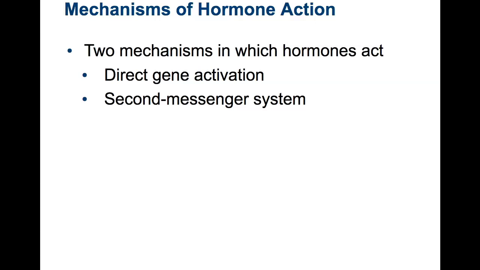The first way is direct gene activation, and the second is what's known as the second messenger system. Now, as we go through these two methods of action today, it's going to become more clear why they're named the way they are. Once we get a basic understanding of it, you're going to be able to understand, oh yeah, it's called direct gene activation because it directly activates the gene, or it's called second messenger because it needs a second step.